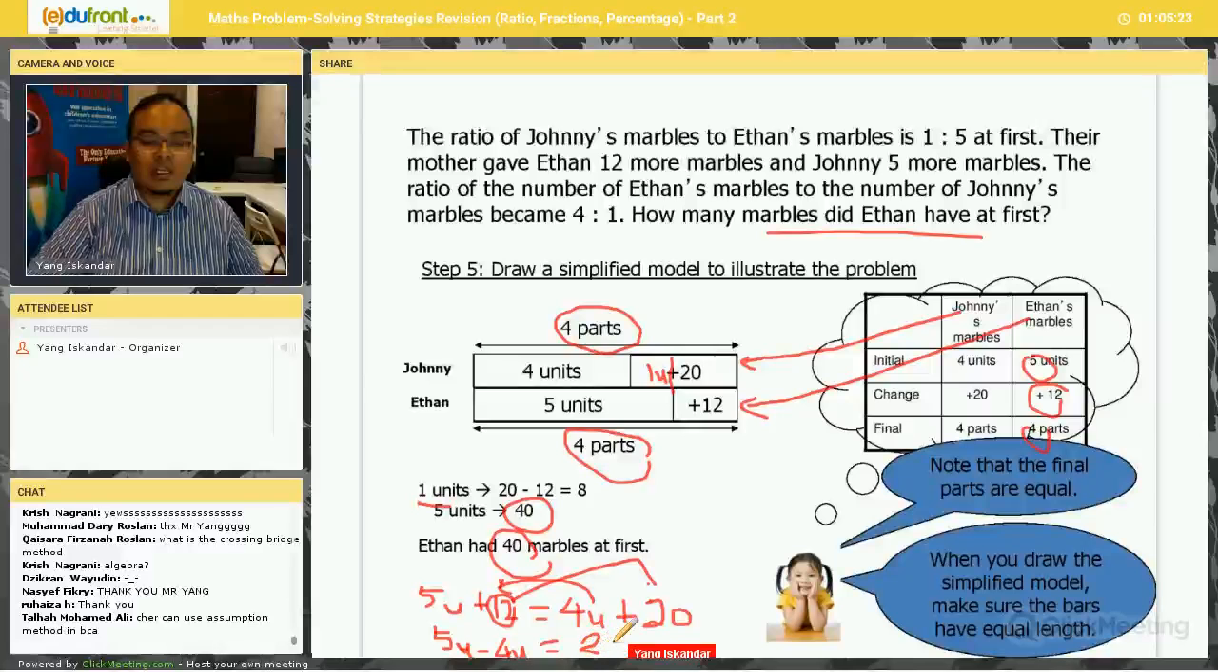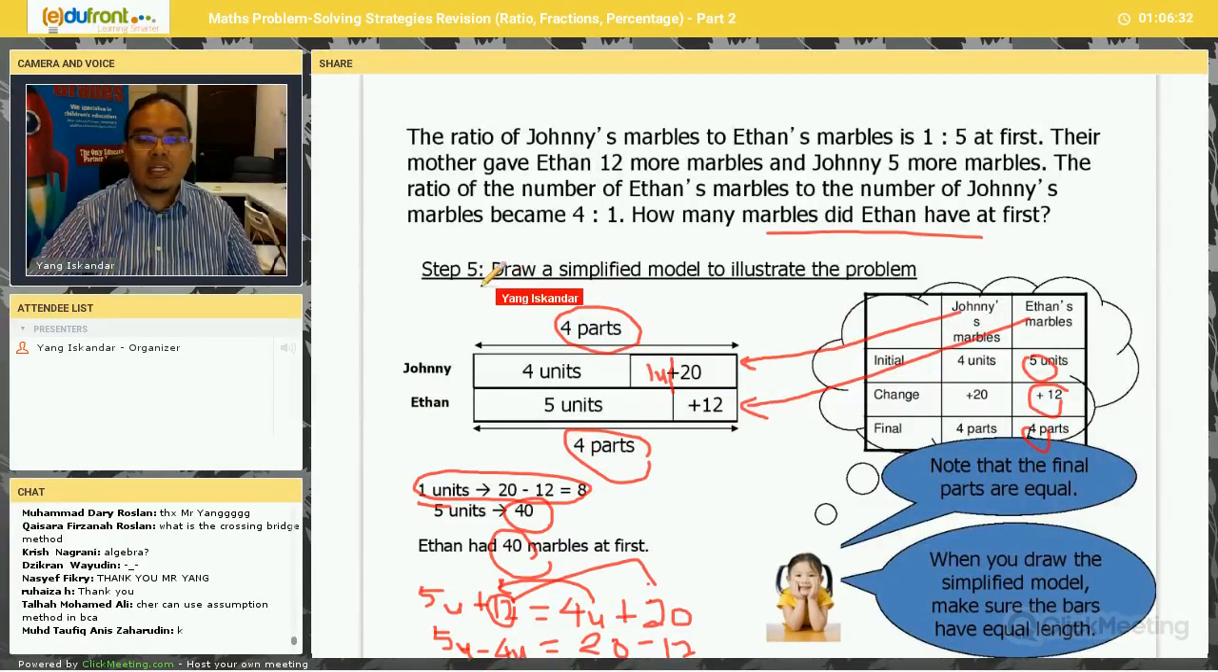So you get 20 minus 12. Okay, so you get 1 unit. So 5 units minus 4 units, you get 1 unit. 20 minus 12, you get 8. So you get exactly the same answer as this. For those of you who do not know this method, this is actually the algebra method. Sometimes for those of you who can understand, it's good, right? But for those of you who don't understand, you can use the simplified model method to see.